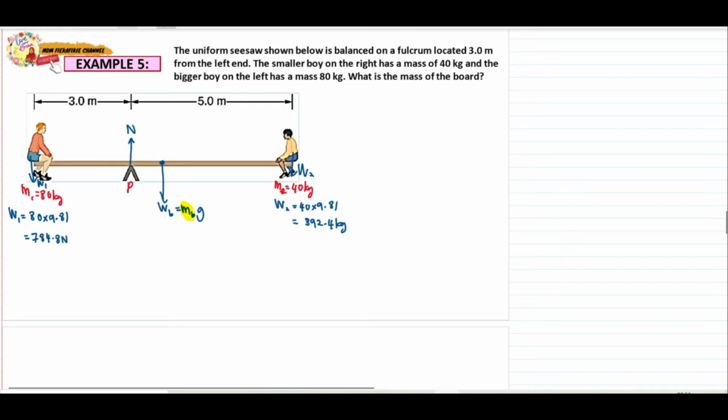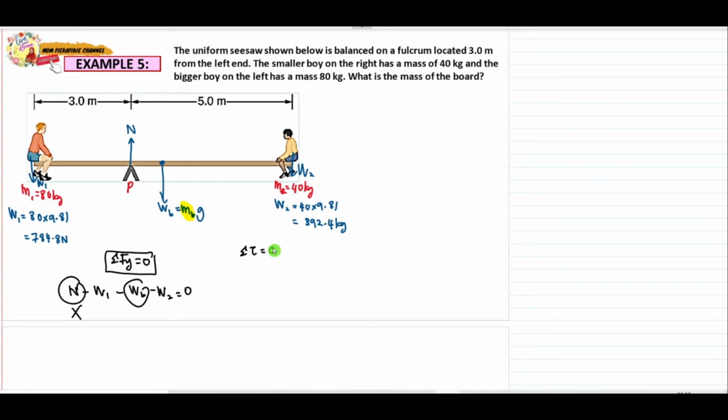Sebab kita ada normal force ni, kalau saya guna total Fy, tentu kita tak boleh selesaikan. Okay, kita tak boleh pun cari WB. Kenapa? Total Fy kita ada N plus negatif W1 plus negatif WB plus negatif W2. So saya tak boleh pun nak selesaikan, saya nak cari WB ni sebab saya tak ada normal. Okay, so saya tak boleh selesaikan guna total Fy equal to 0. Jadi saya akan proceed total torque is equal to 0.